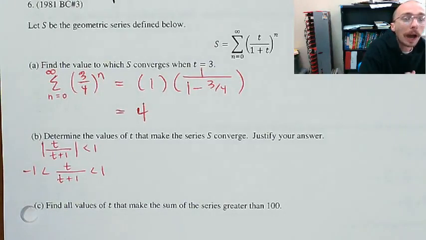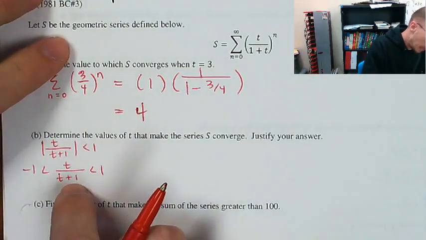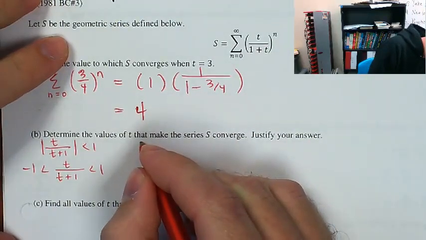Okay, now I'm going to multiply all three sides of this inequality by t plus 1, which is fine as long as t plus 1 is positive. But there was nothing in there saying that t plus 1 had to be a positive number. So I have to split this up into two cases, right? So I'm going to multiply everything through by t plus 1. And what I'm going to do is say, all right, case 1.